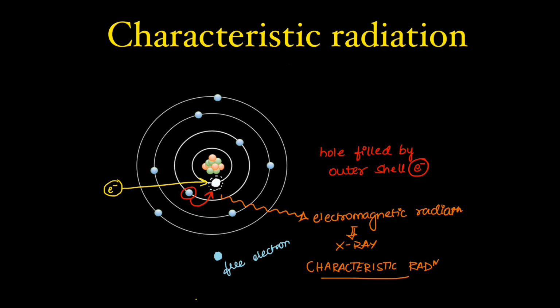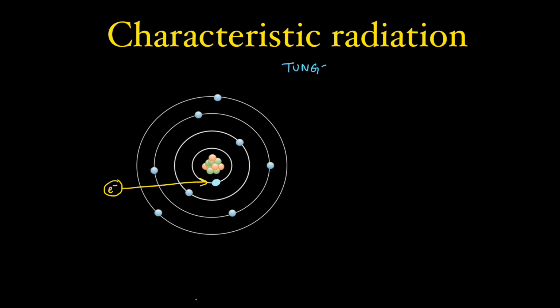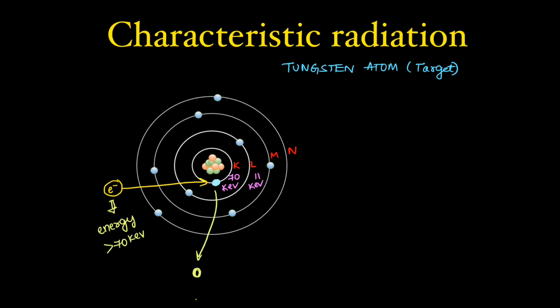We'll apply this mechanism to the tungsten atom, which is present in the anode. Now the electron comes with a specific kinetic energy, interacts with the K shell or innermost shell electron and releases it out of the atom. K shell in tungsten has 70 kiloelectron volt, L shell has 11 kiloelectron volt energy level. So the energy of the bombarded electron should be more than 70 kiloelectron volt in order to release the orbital electron out of the atom.